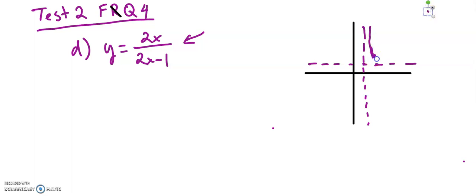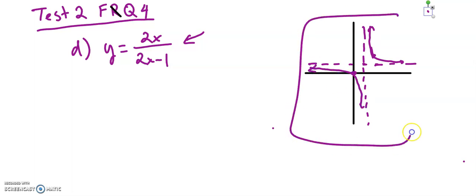It would come in looking like this, wouldn't it? But we know from this equation right here, to get a point on this side of the vertical asymptote, for example, like my y-intercept, if I plug in 0 for x, I'd get (0, 0). And so this would be the answer for D. Okay, that's question number 4.